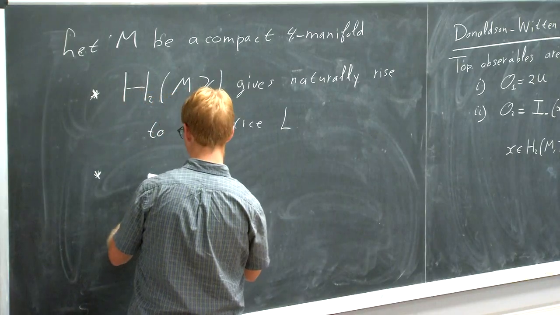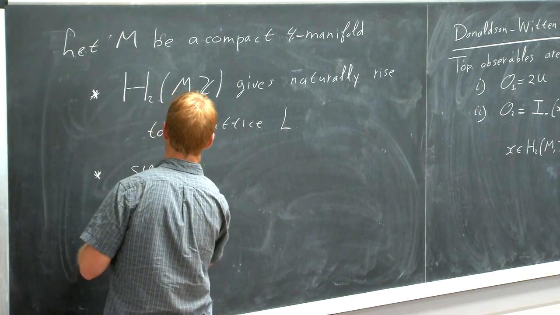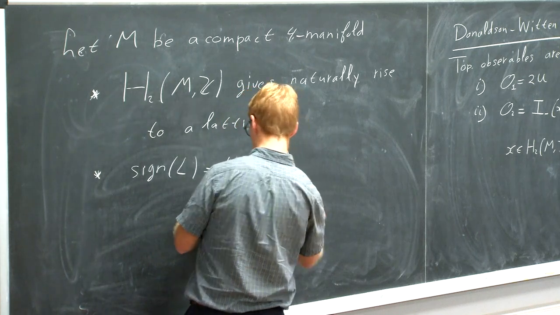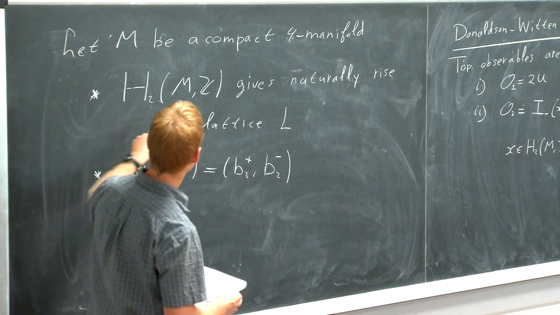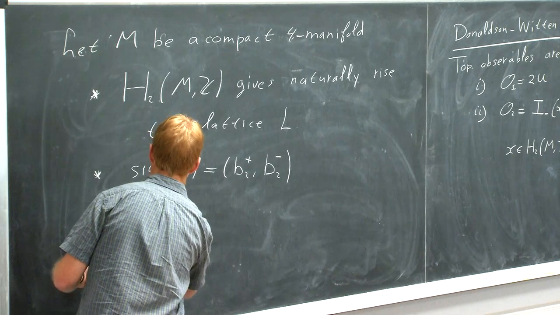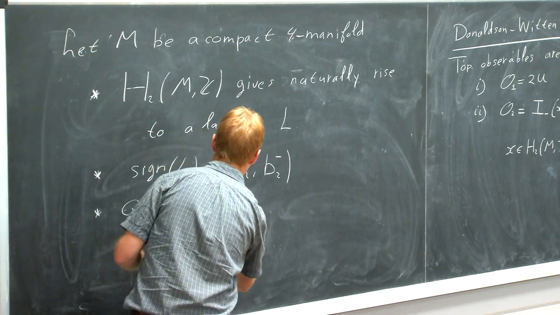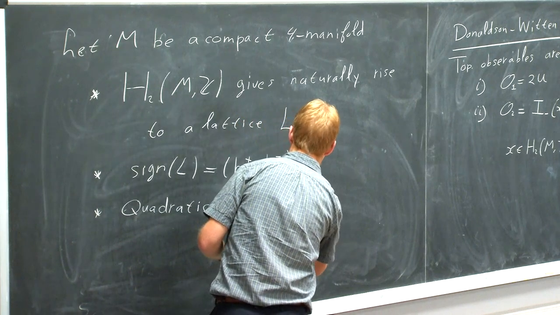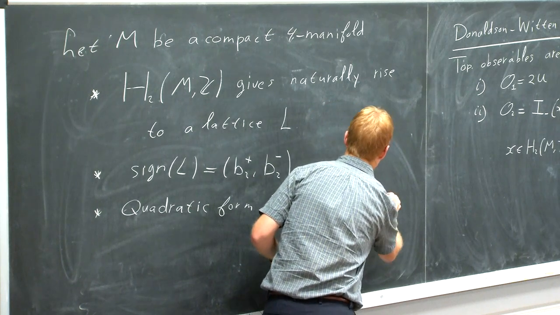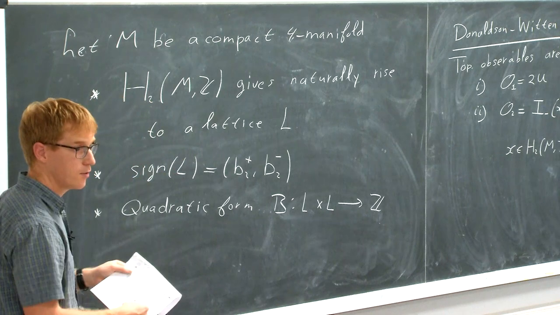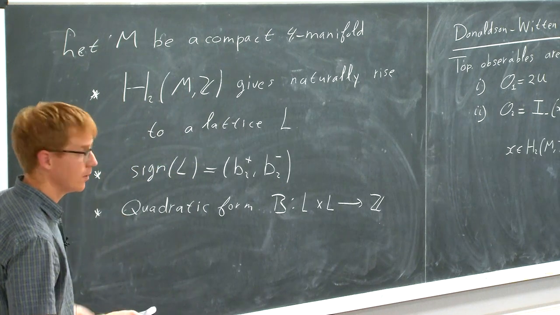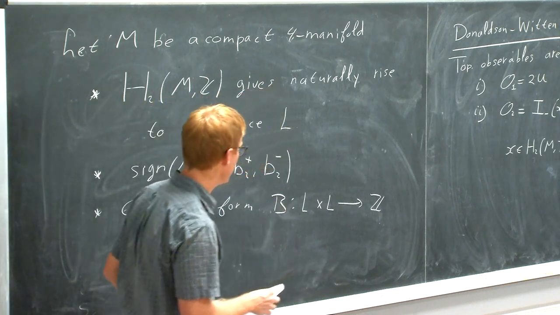The signature of L is about b2 plus, b2 minus. And so on this lattice, we have a quadratic form. The quadratic form on L is denoted by B. So this is L times L to Z, and we can extend it to L times R to get a form over the reals.